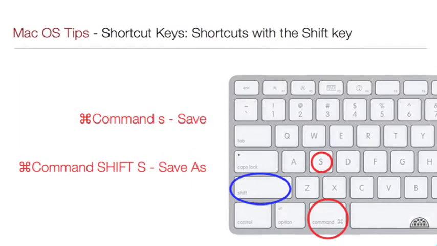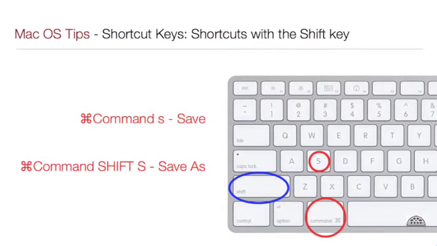Some shortcut keys use additional keys such as Shift, symbolized as an open arrow pointing up, or the Option key, symbolized with a slash and a dot. For example, the shortcut key for save is Command S, but you can perform Save As with Command Shift S. Other shortcut keys include Command P for print and Command Q for quit.